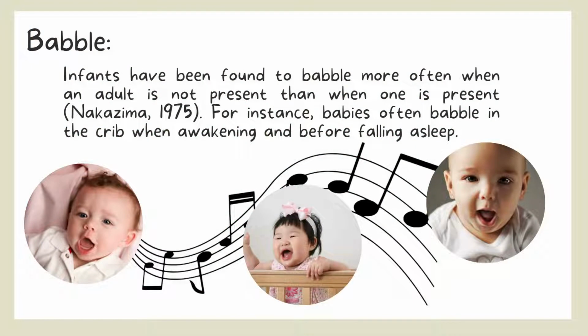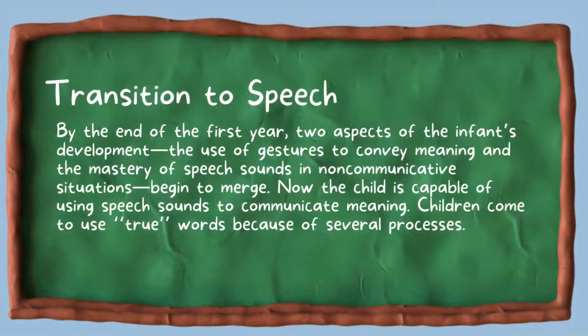Babbling is thought to be a form of play in which various sounds are practiced and mastered before they are used in communicative ways. Another reason is that infants have been found to babble more often when an adult is not present than when one is present. For instance, babies often babble in the crib when awakening and before falling asleep. By the end of the first year, two aspects of the infant's development, the use of gestures to convey meaning and the mastery of speech sounds in non-communicative situations, begin to emerge. Now the child is capable of using speech sounds to communicate meaning.